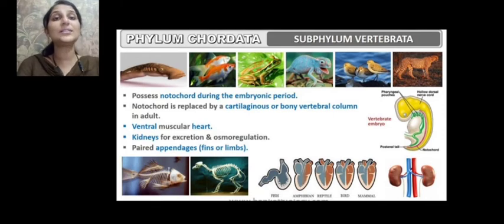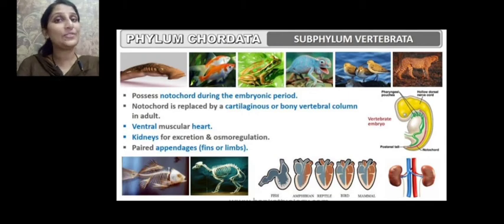The heart is ventral in position. There are specialized organs for excretion and osmoregulation. They are called kidneys. What is osmoregulation? Osmoregulation is maintaining a constant salt concentration within the body. And there are paired appendages, that is, it can be either fins or limbs. So paired appendages are present. So that's about phylum Chordata.